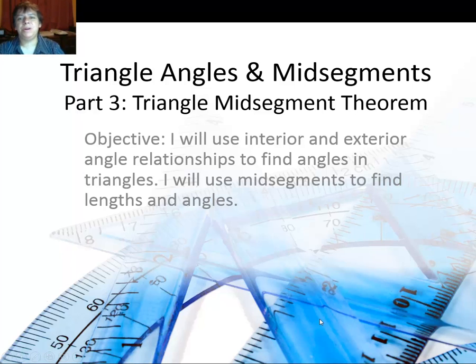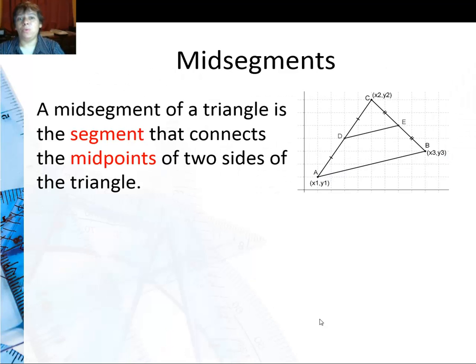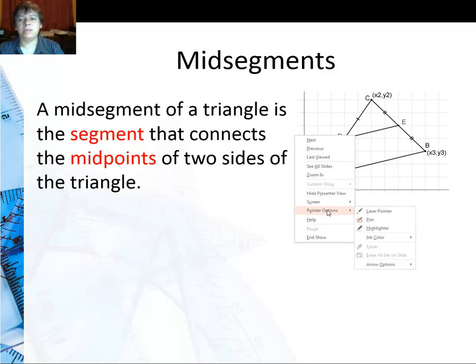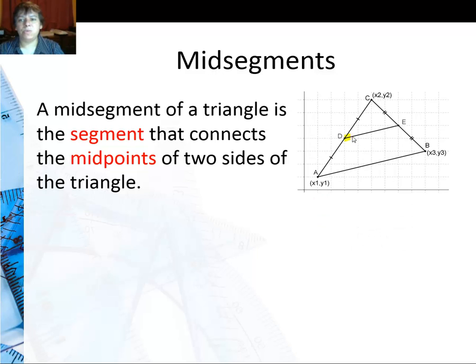Now for the last part of today's lesson, which is the triangle midsegment theorem. First, it would be helpful to know what a midsegment is. A midsegment of a triangle is a segment that connects the midpoints of two sides. In this case, it would be this piece right here. See how D is a midpoint and E is a midpoint? Whatever segment connects those two midpoints, that's called a midsegment.